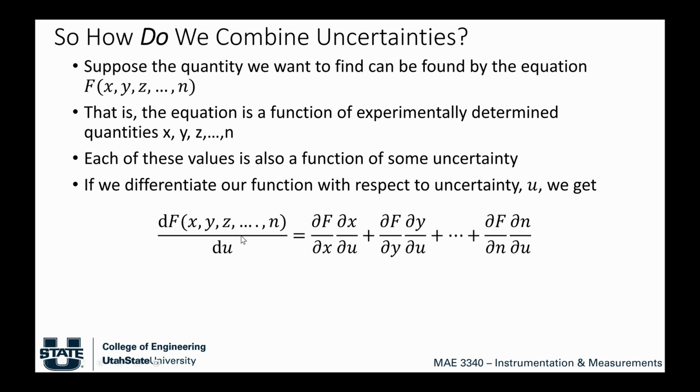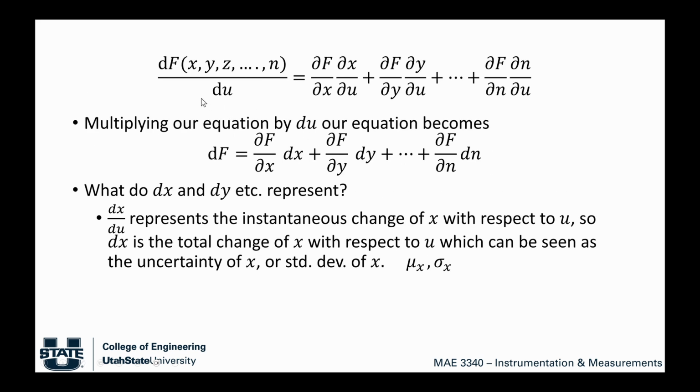So if we take the partial of our function with respect to x, now we have this partial of x with respect to u. We do that for each one of the variables. And so this is kind of what this total equation is going to look like. We go out through all the variables in the governing equation. Now, if we multiply our governing equation by du, now we have the differential of our function, which is the partial of our function with respect to x times dx, and dy, all the way up to the end variable dn.